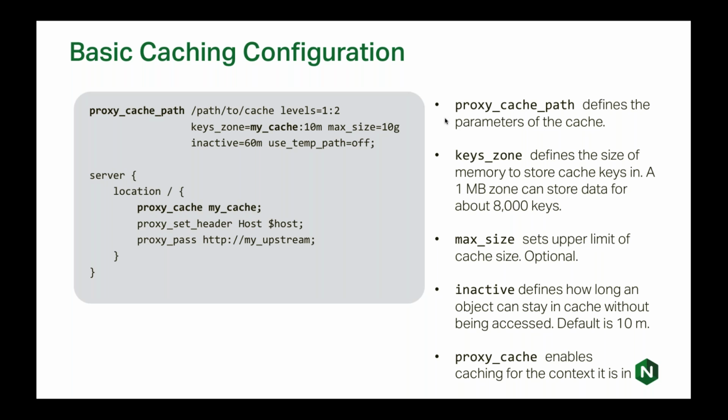Next up is we're going to define the size of memory to store cache keys. So this is like the size of shared memory that we're going to use. You do that with the keys_zone parameter, and a 1 megabyte zone can store data for about 8,000 keys. So you want to make sure that this memory zone is big enough to store all of the cache keys that you're going to need, or more generally, how many elements, how many objects that you want to cache. So you want the zone here to be big enough for that. So in this case, I've defined a 10 megabyte zone, so that means 80,000 keys or 80,000 objects that I can cache.